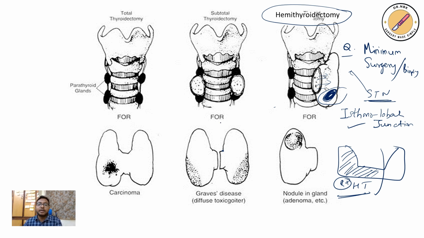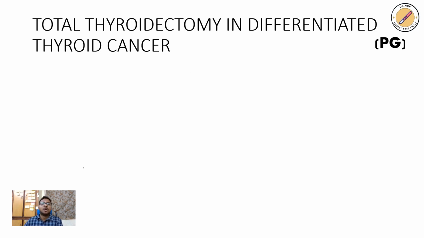Then I told you in subtotal thyroidectomy, you will be leaving around 8 grams of tissue at the tracheoesophageal groove. And whenever you are going for total thyroidectomy, you should preserve the parathyroid glands. We will see what happens if you accidentally injure either the parathyroid glands or the vascular supply to the parathyroid glands. Okay, now so total thyroidectomy in differentiated thyroid cancer. Again, undergraduates can skip this slide. It is mainly important for PGs.